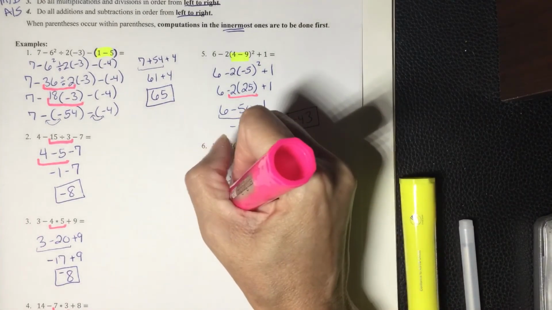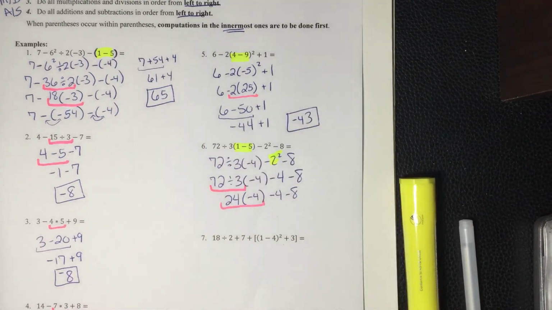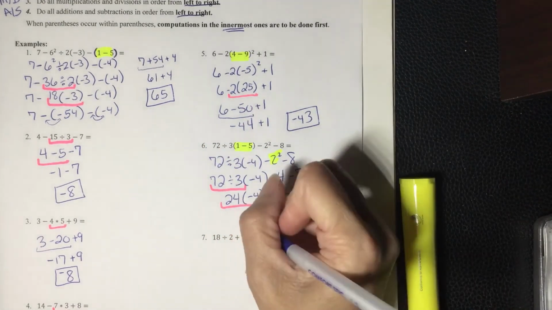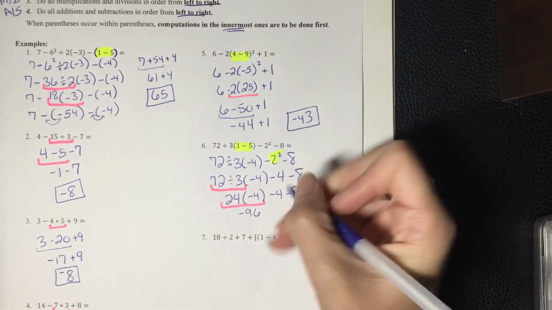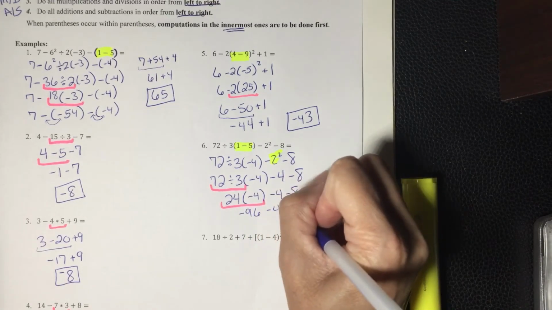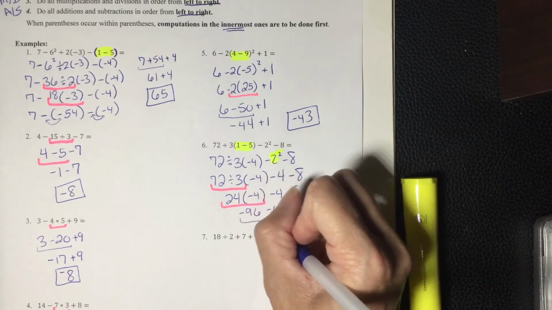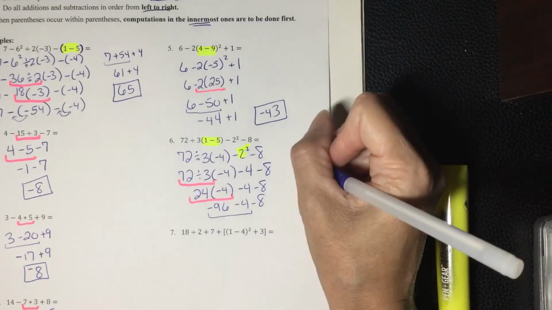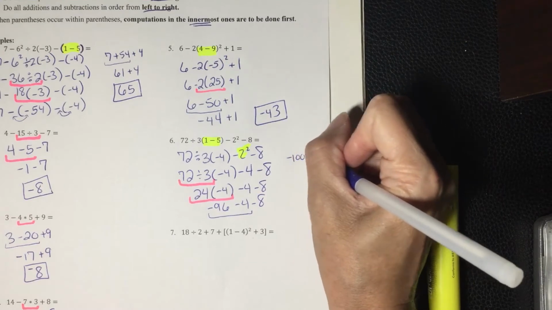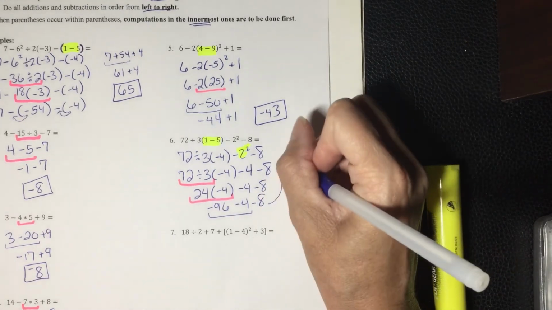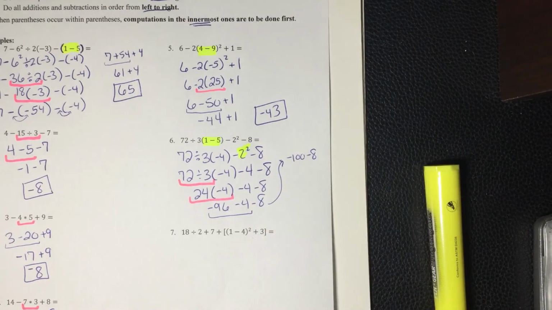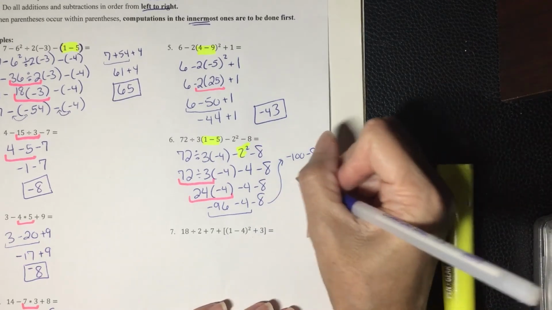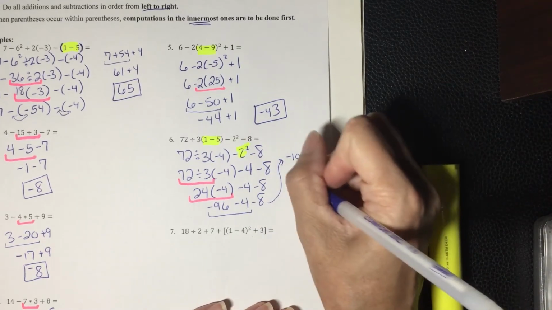Now I do my multiplication. 24 times negative 4 comes out to be negative 96 minus 4 minus 8. Okay, if I go left to right doing addition and subtraction, notice those are both negative, so I add them and keep the sign. And I get negative 100 minus 8. Again, the signs are the same, so I add and I keep the sign.